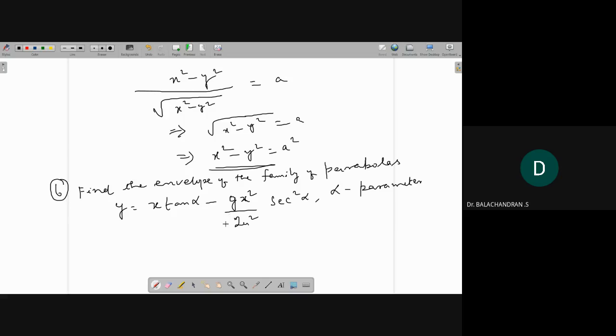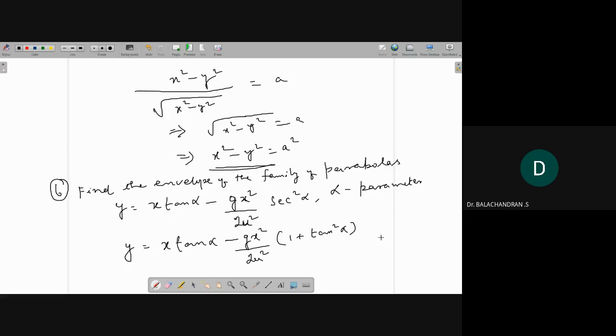Okay, so now this is 2u square. Here I have tan, here I have secant square alpha. So now I am going to try to convert this into 1 plus tan square alpha. I'll try to write in terms of quadratic in tan alpha. Okay, I'll try first. y equal to x tan alpha minus g x square by 2u square into 1 plus tan square alpha.